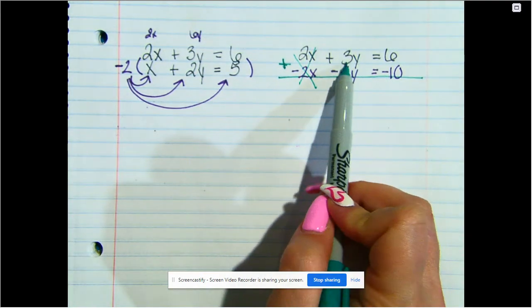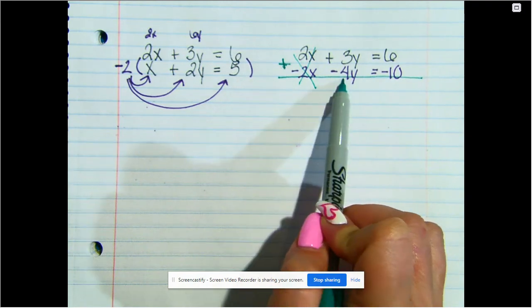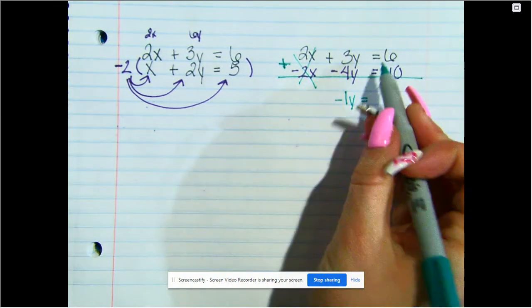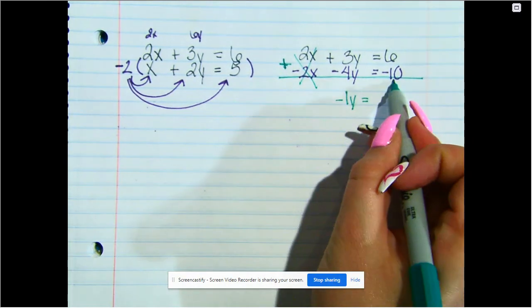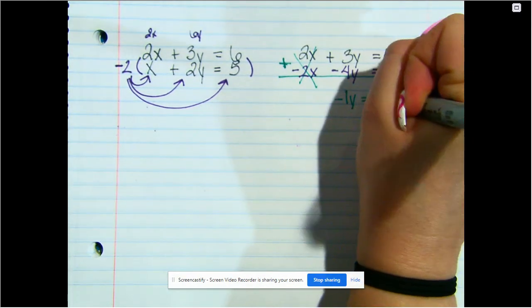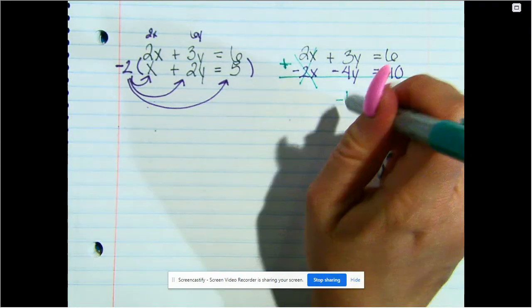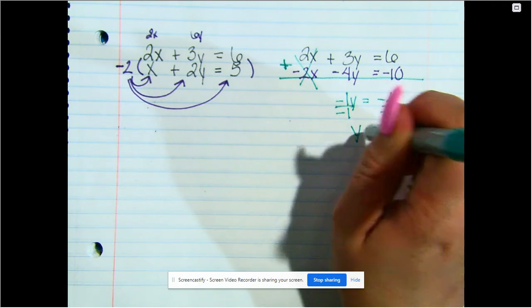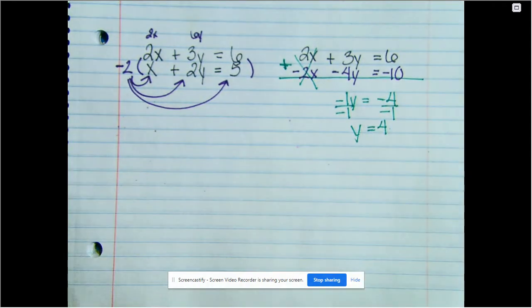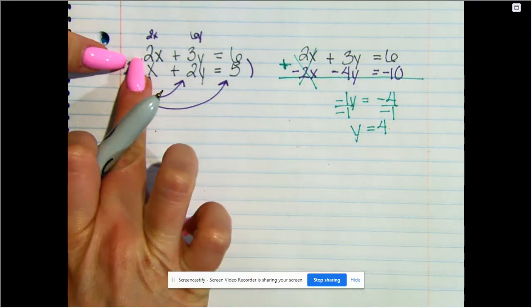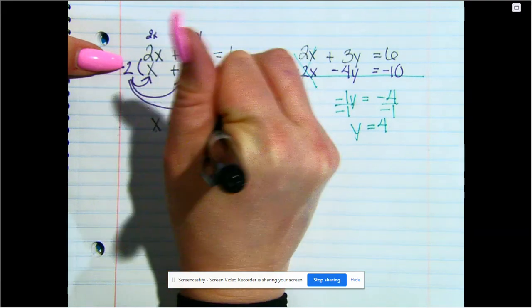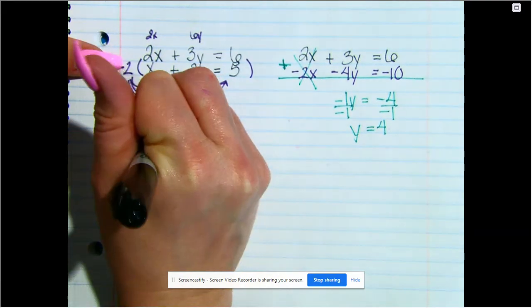Okay, so here I'm going to do 3 plus negative 4 is negative 1y, and 6 plus negative 10 is negative 4. So then I'm going to divide by negative 1, divide by negative 1, and y is equal to a positive 4. Okay, so I found my y value. Now I'm going to go back in and find my x value. Let's choose x plus 2y is equal to 5.